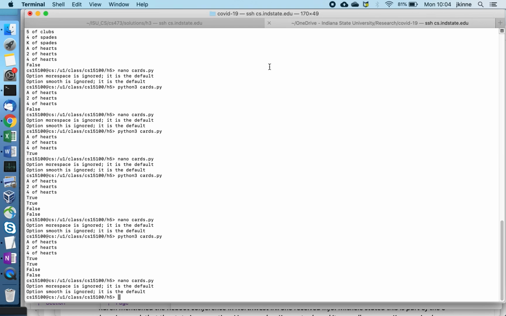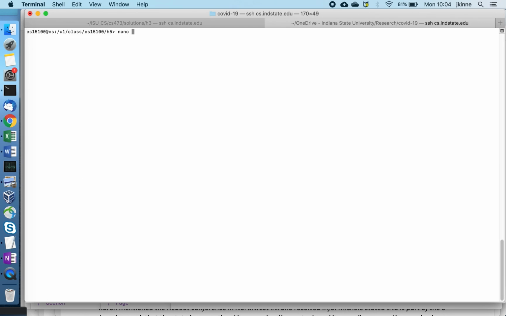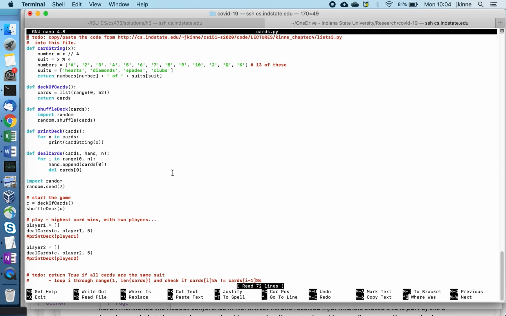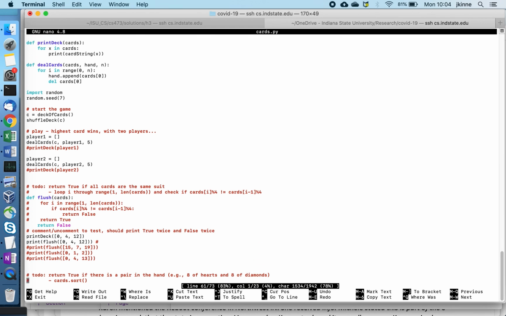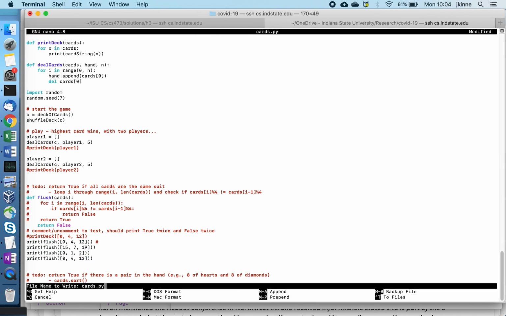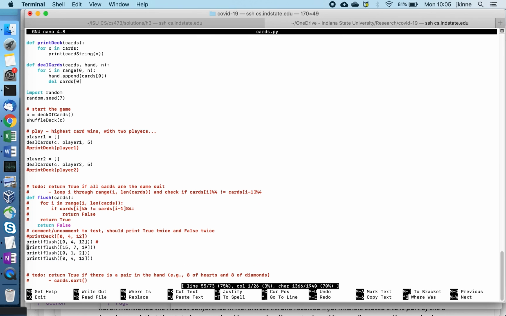And if we go over into the code that you were given, you were told to copy paste. So this is copy pasted. There were print decks here that I commented. We're supposed to do the flush command, so you can ignore this code for a second. For doing the flush command, there were some examples here. So the claim is this should be considered as a flush because those are all hearts.